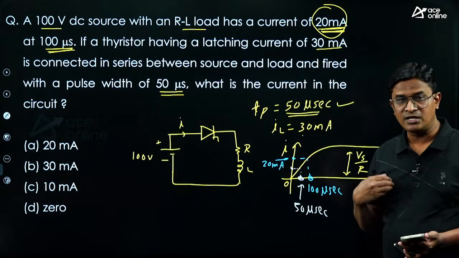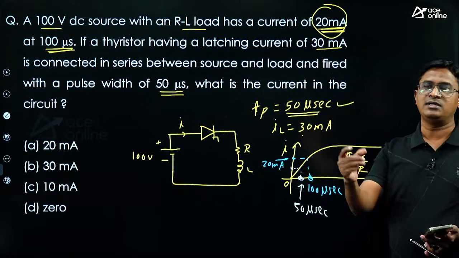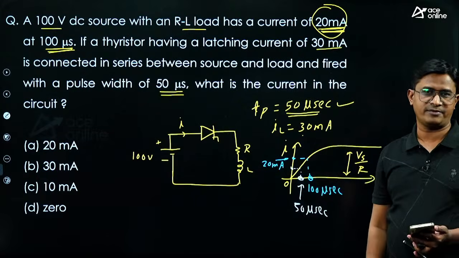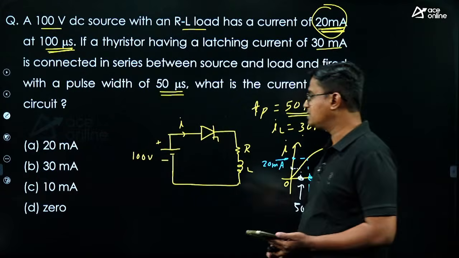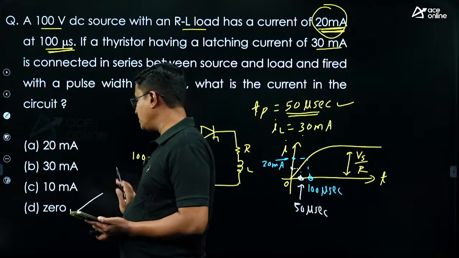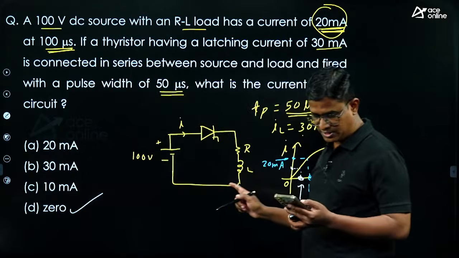So whether my SCR will continue operating in the on state? No. SCR will come back to the off state. If SCR comes back to the off state, my circuit current will become 0. So the answer should be option D. Yes or no?